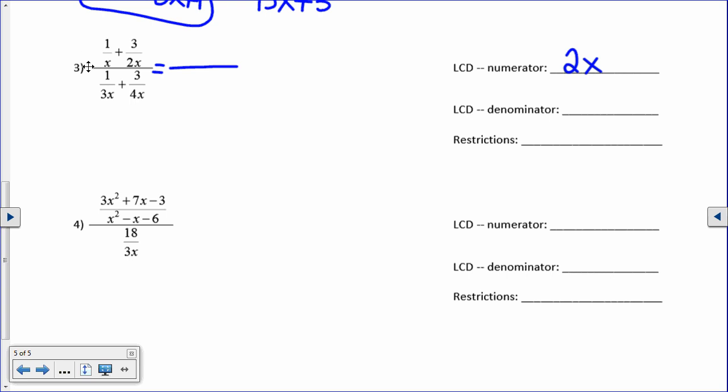Multiply the first fraction times 2. So it's going to be 2 over 2x plus 3 over 2x. If I combine those, what do I get? 5 over, yep, 5 over 2x.